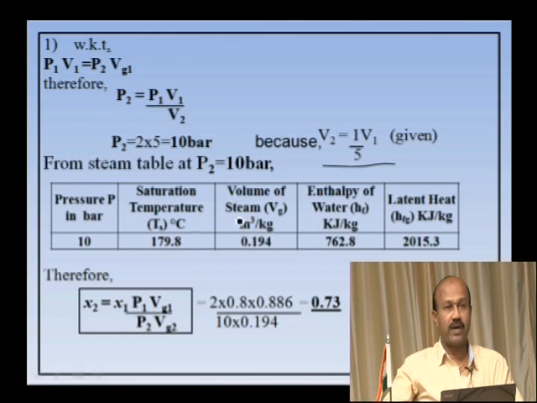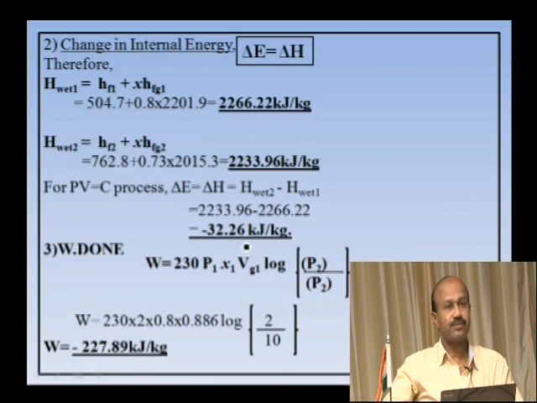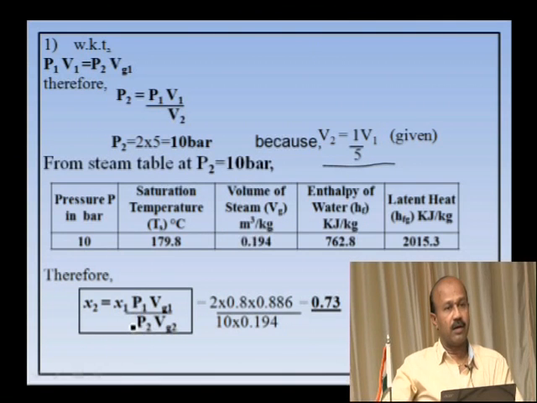Now I have taken the values for 10 bar, that is the final pressure, all values I have taken. Next, dryness fraction. In this law P1 V1 is equal to P2 V2 because of the hyperbolic law. By substituting the values like this, P2 x2 Vg2 is equal to P1 Vg1 x1, you will get the x2 value, that is the final dryness fraction, 0.73.